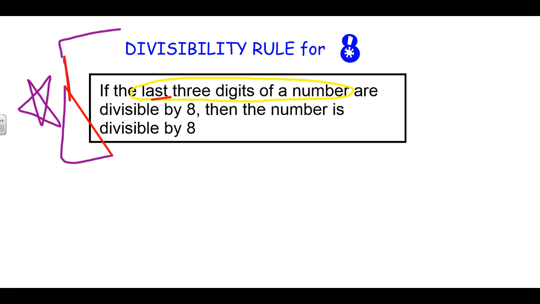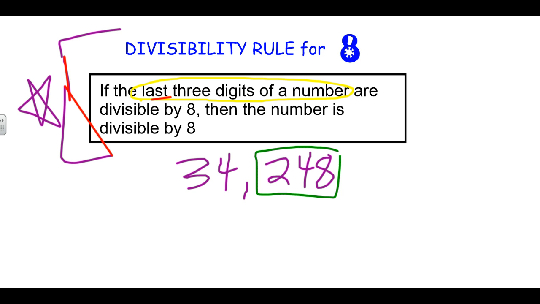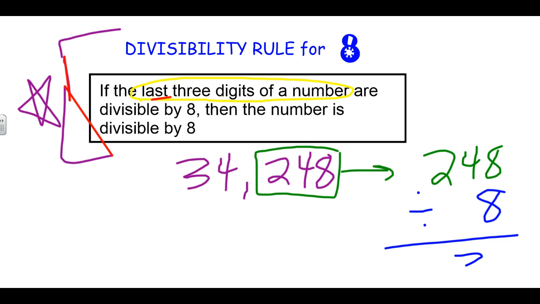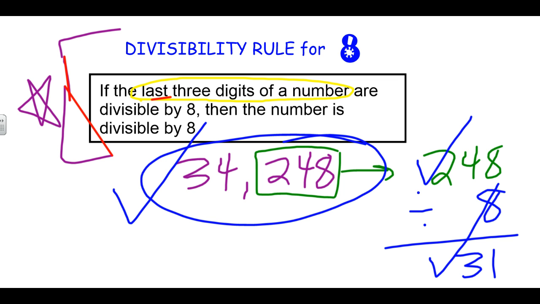So now if we take some examples, let's say we have 34,248. We only look at the last 3 digits, which are 248, and we treat them as a separate number, 248. Now this is as simple as we can make it here. We may have to divide to find out if 248 is in fact divisible by 8. If we do that, we end up with 31 with no remainder. So 248 is divisible by 8, therefore the entire thing is divisible by 8.